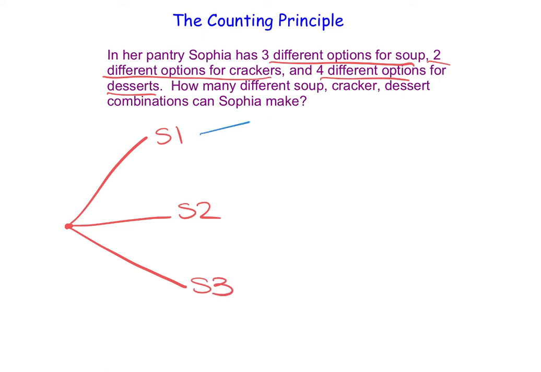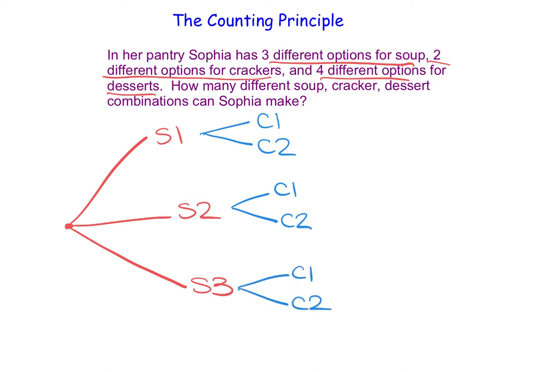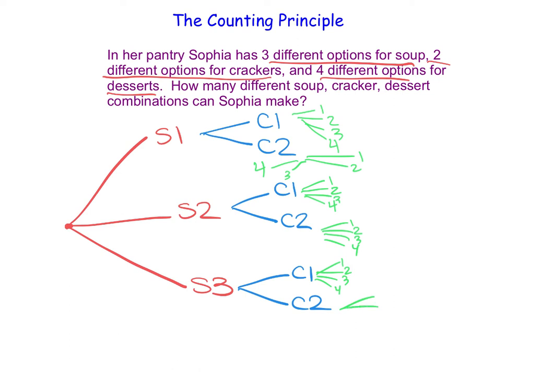And then from here, she can choose one of 2 crackers. So we have cracker 1, cracker 2, cracker 1, cracker 2. From here, she can now choose one of 4 different desserts. So we have dessert 1, 2, 3, 4 under each cracker. I'm going to go a little more quickly here.